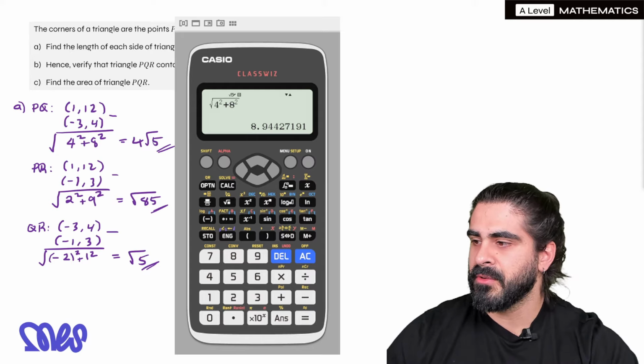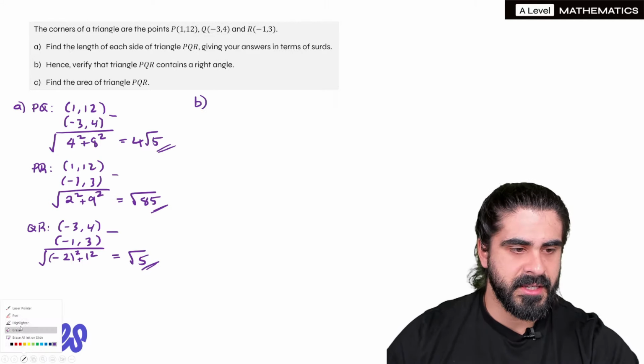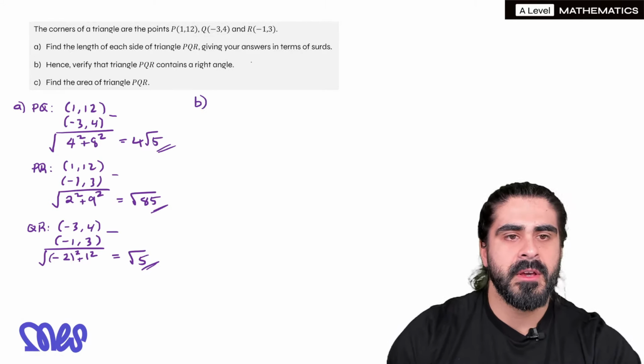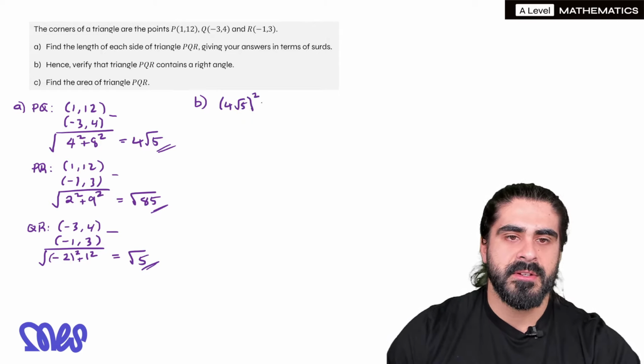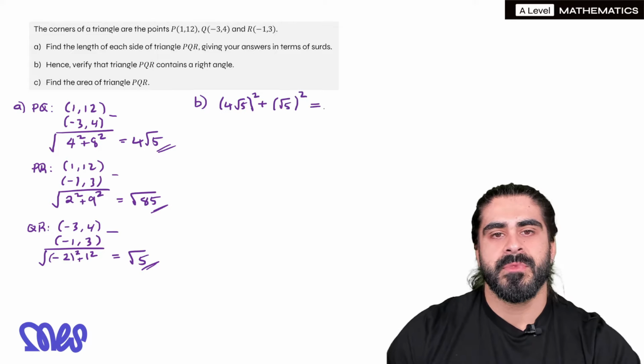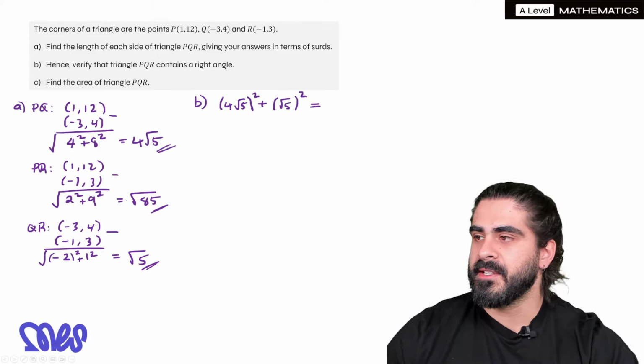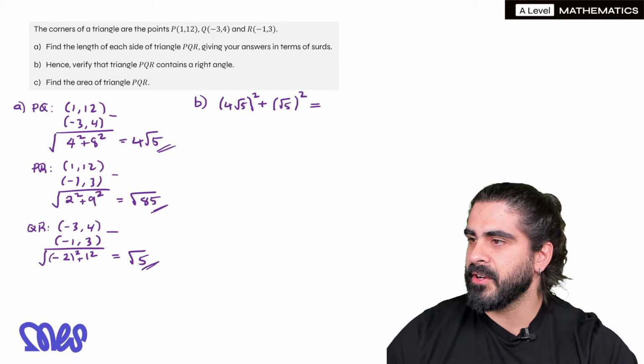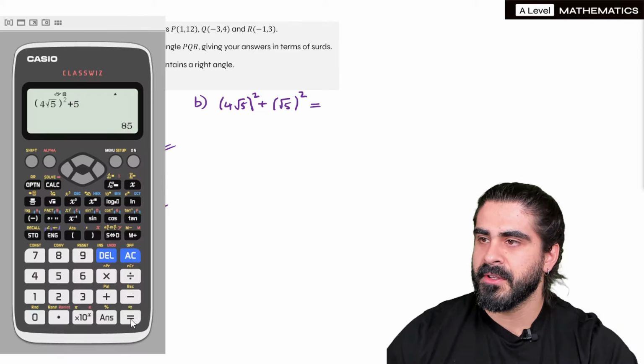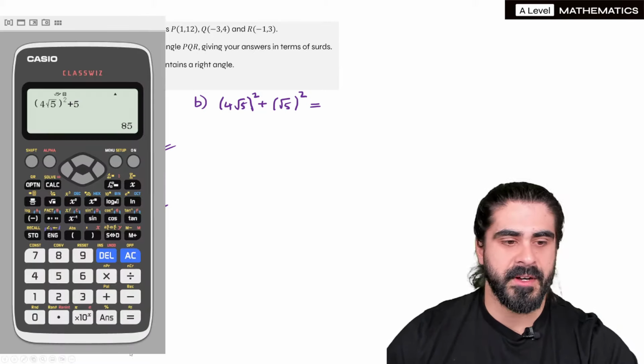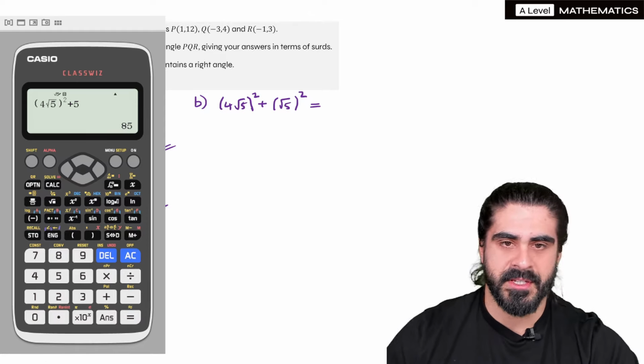So what we need to check is if 4 root 5 squared plus root 5 squared gives you 85. So with our calculator, let's do that. Oh, there you go. It gives you 85. So you just say equals 85.